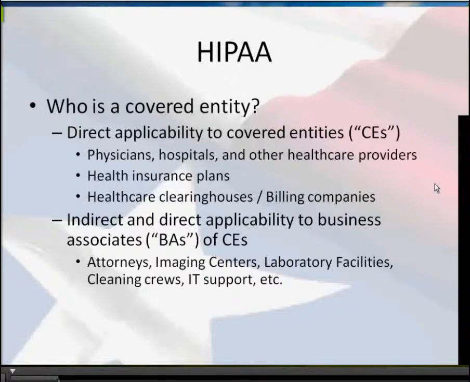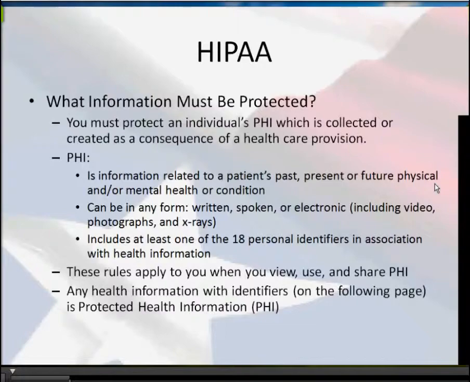Under federal law, under HIPAA, covered entities are people like physicians, doctors' offices, hospitals, and other healthcare providers, health insurance plans, healthcare clearinghouses, and billing companies. There is indirect and direct applicability to business associates of covered entities, including attorneys, imaging centers, laboratory facilities, cleaning crews, IT support, and so on. Now, this is federal. In contrast to House Bill 300 in Texas, now everybody that comes in contact with patient information is going to be considered a covered entity.